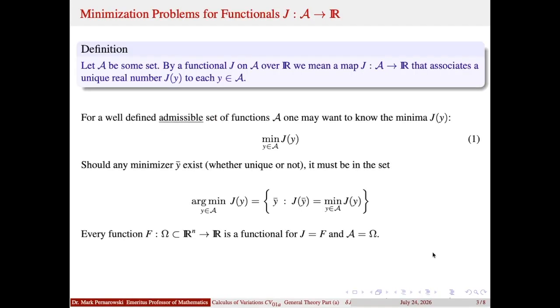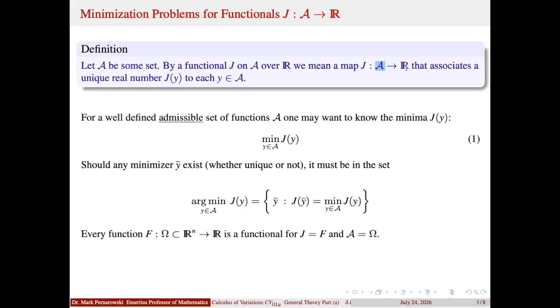Let's recall what a functional is. If you're given some set, A, called the admissible set, a functional on A is simply a map from A into the real numbers. So I think before I talked about the possibility that A could be the set of red shoes and black shoes, and if they're one color, you get a value 1. If they're another color, you get a value 0.